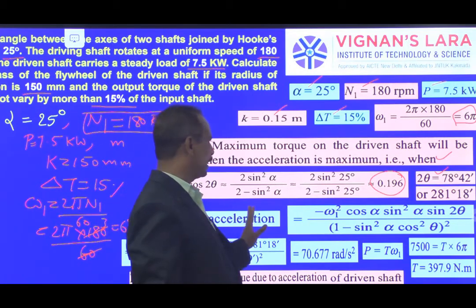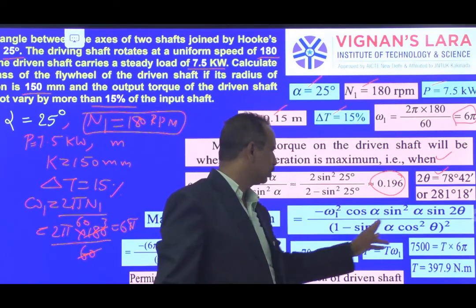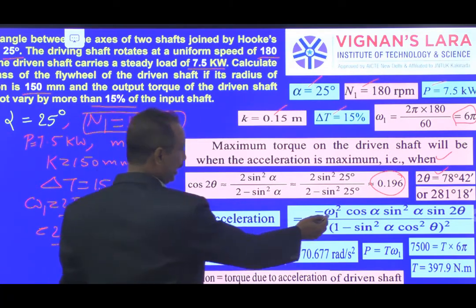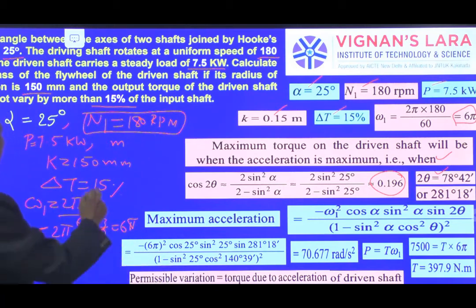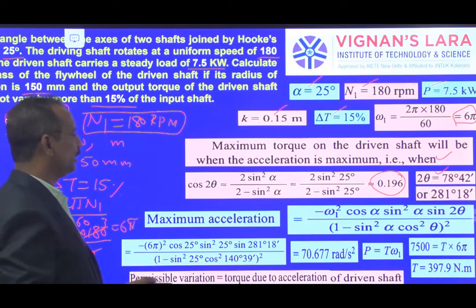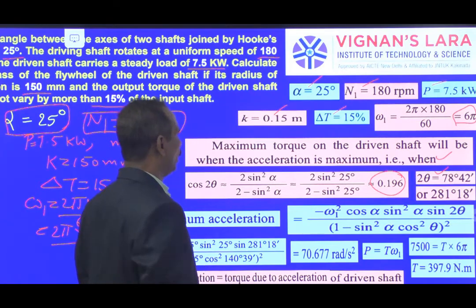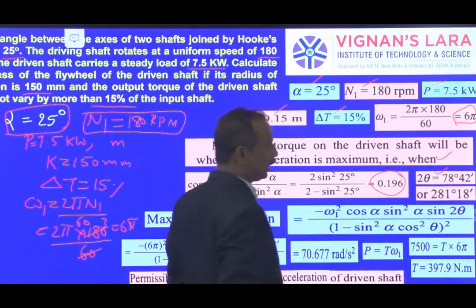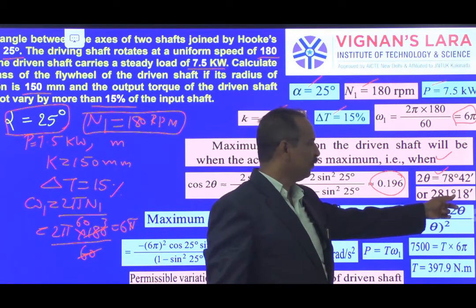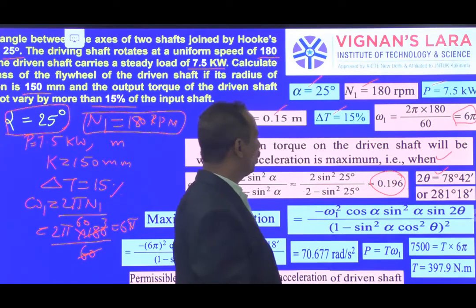The equation for this maximum acceleration is minus omega 1 square cos alpha sin square alpha sin 2 theta by 1 minus sin square alpha cos square theta whole square. So alpha is an input data given, and theta. As I said, when I substitute the theta value there are two values: one is 39 degrees, another one is 140 degrees, that is 2 theta is either 78 or 281. So which one do I have to substitute?